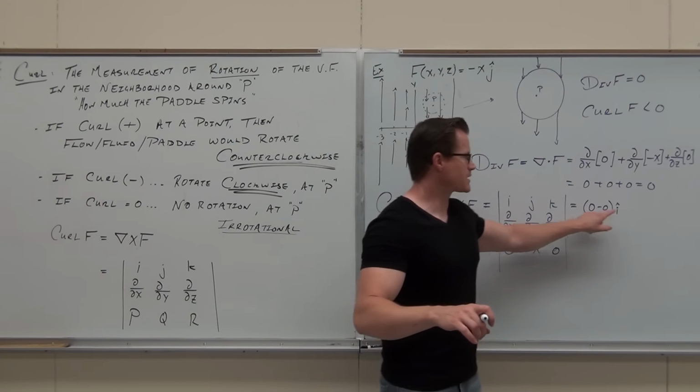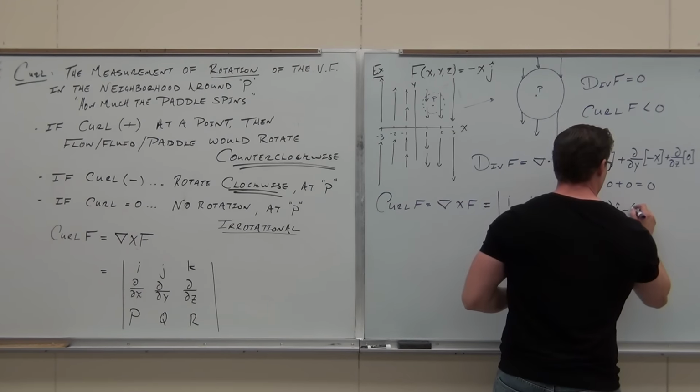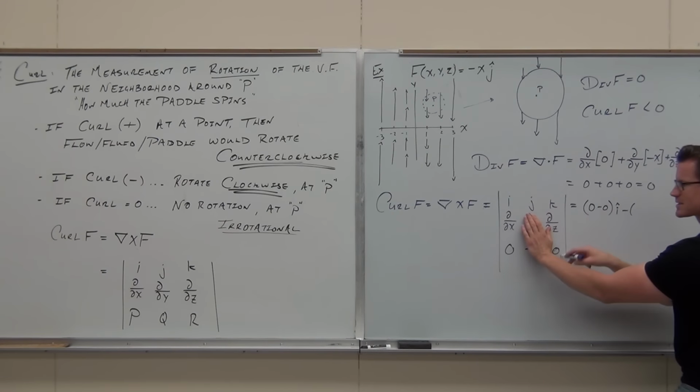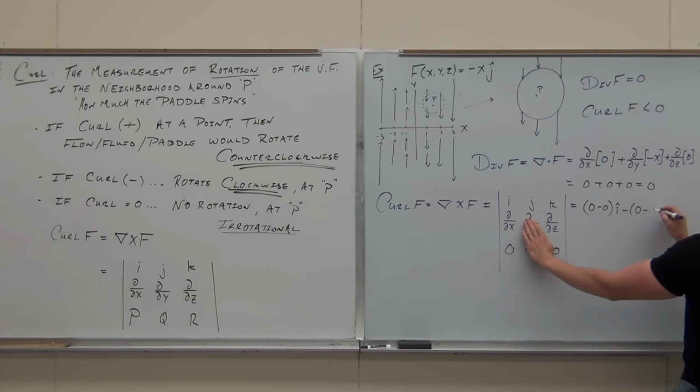Next up, what's the next sign I write no matter what all the time? Yeah, you're subtracting here. So I cover this up. What's the partial derivative of 0 with respect to x, ladies and gentlemen? 0. Minus the partial derivative of 0 with respect to z. 0. That's our j component.